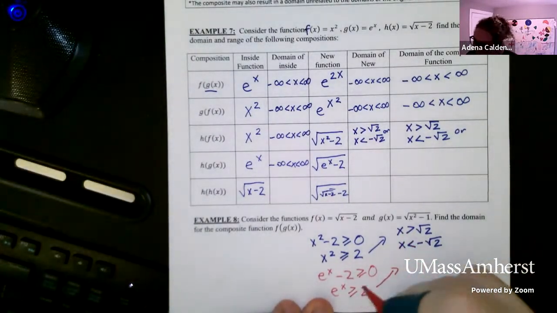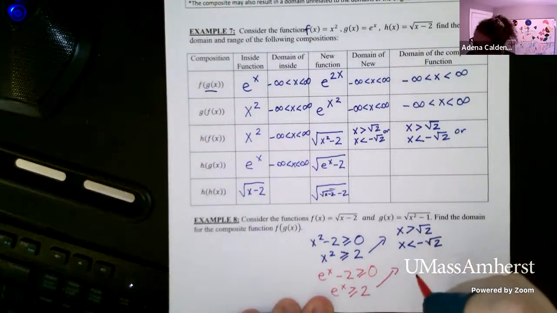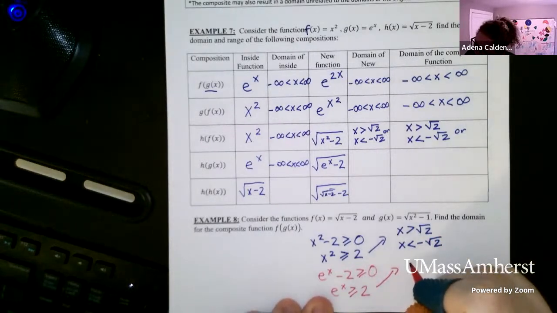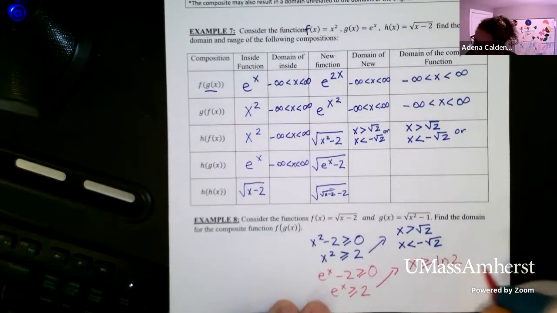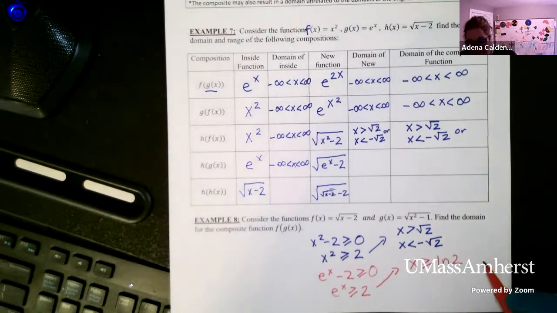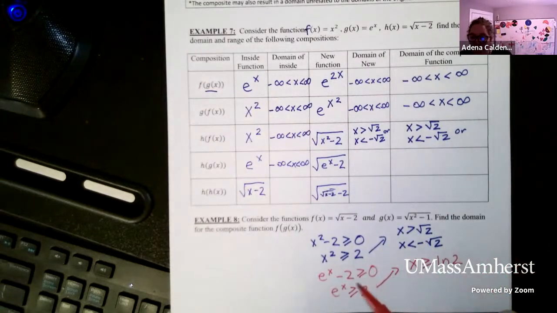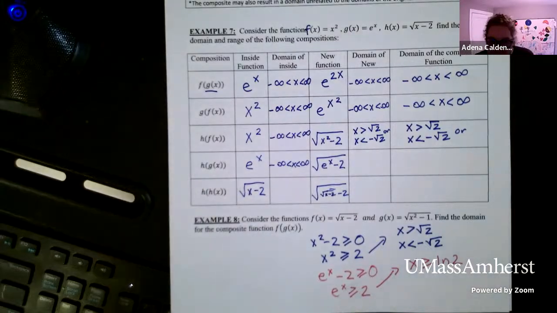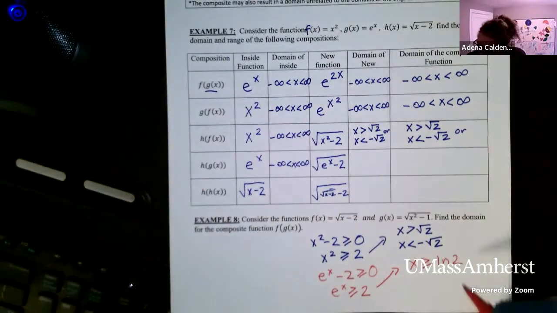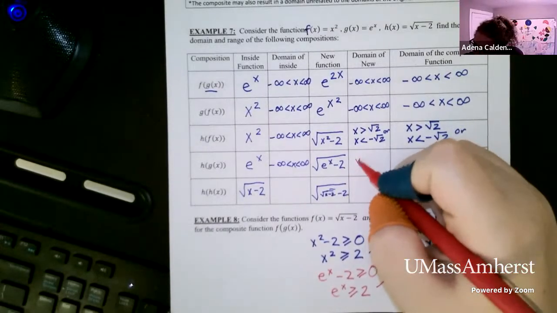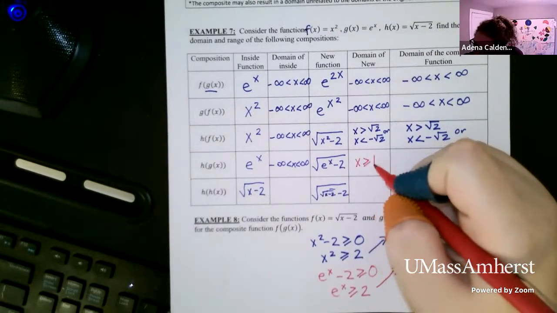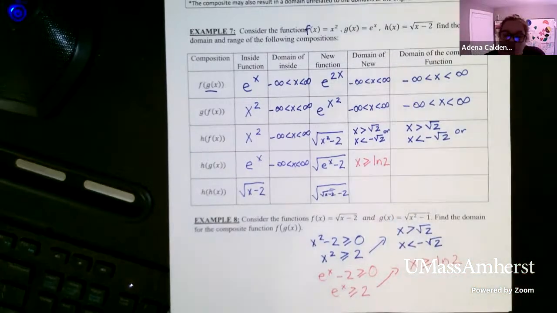So because this value is greater than 1, we can take the natural log of both sides. So we get x has to be greater than or equal to the natural log of 2. Okay, so this is only true because this is bigger than 1. We have to be really careful if it's less than 1, right? Going back to things we know about natural logs. So here, the domain is x is greater than or equal to the natural log of 2.